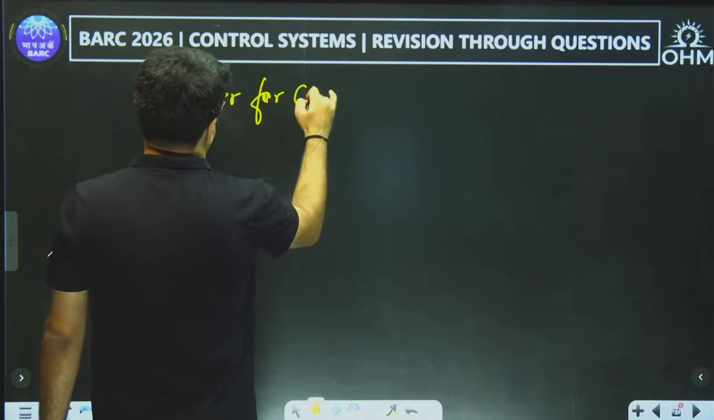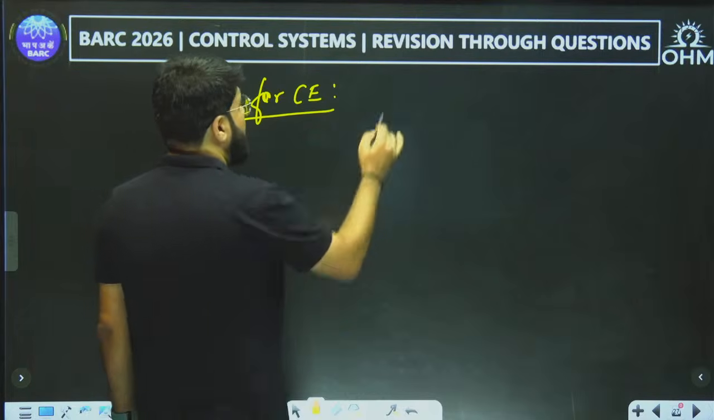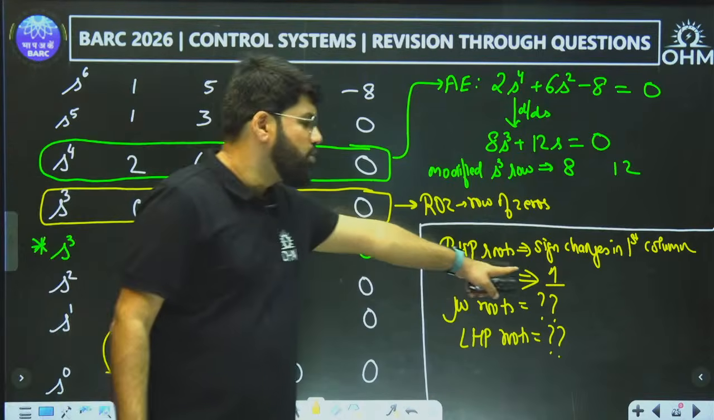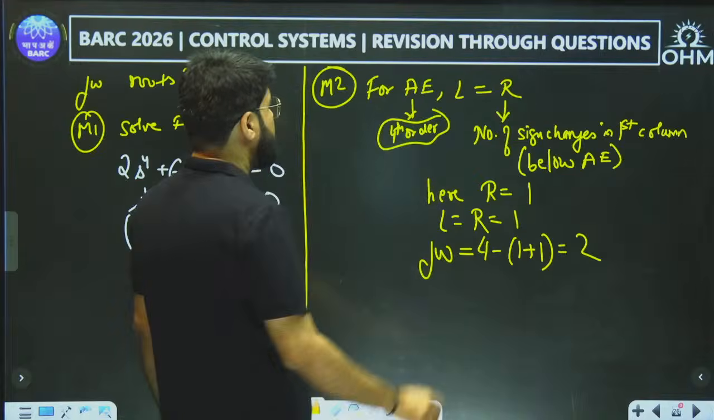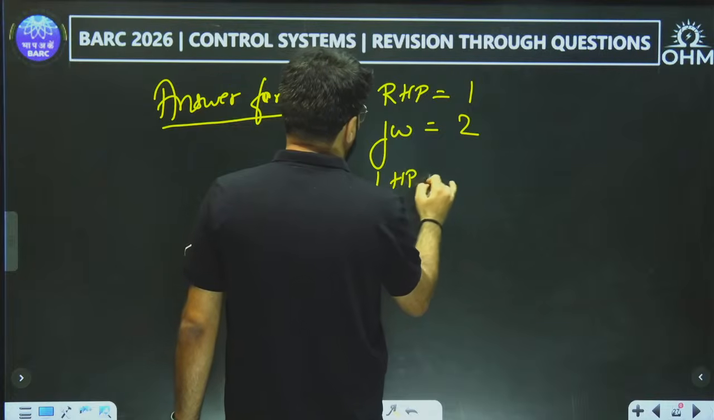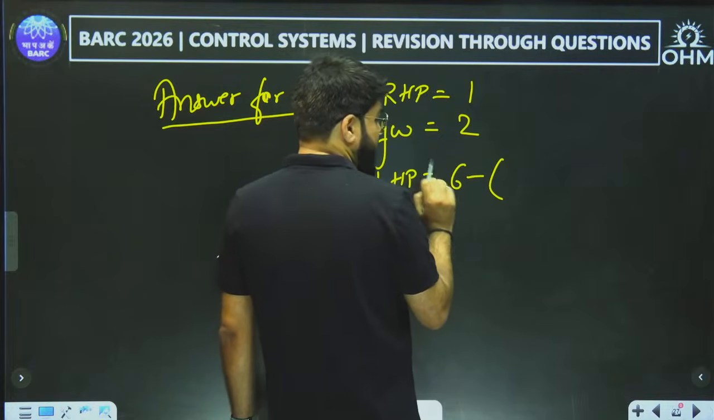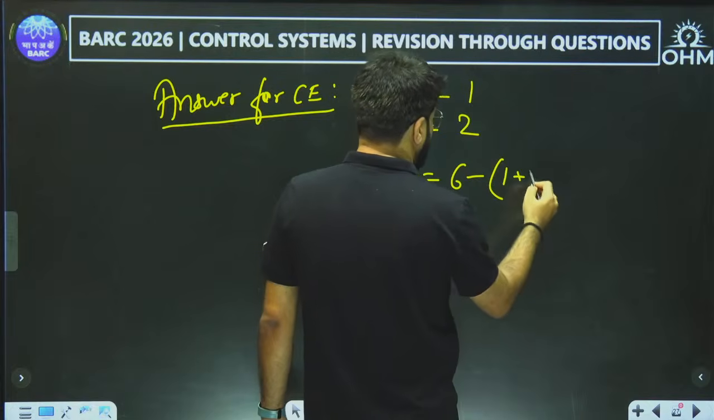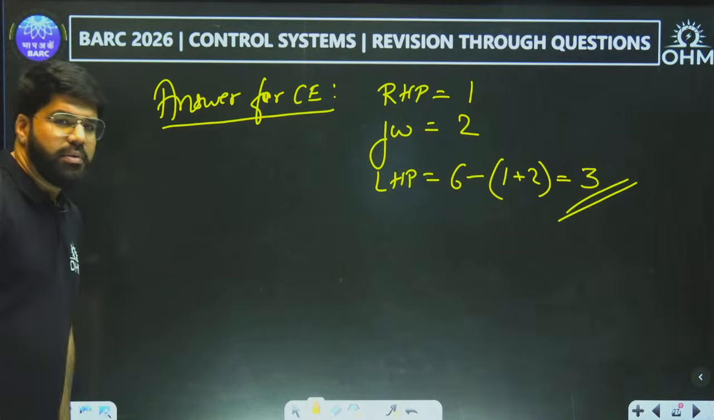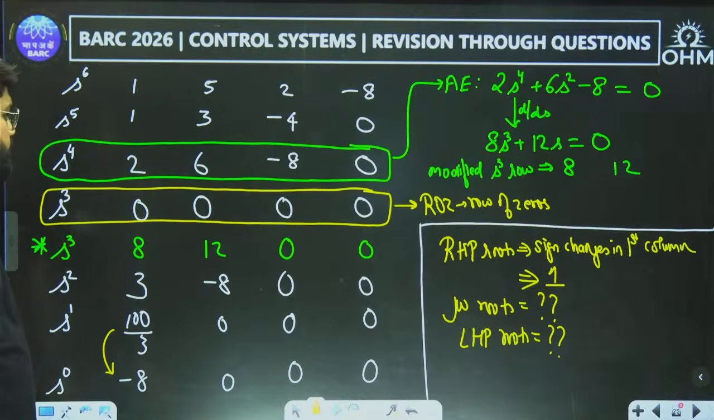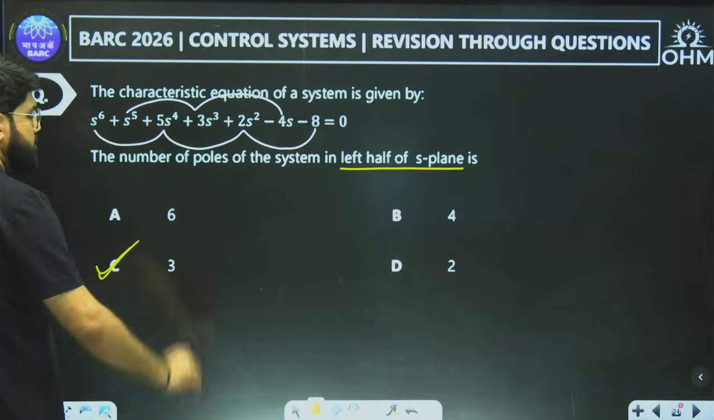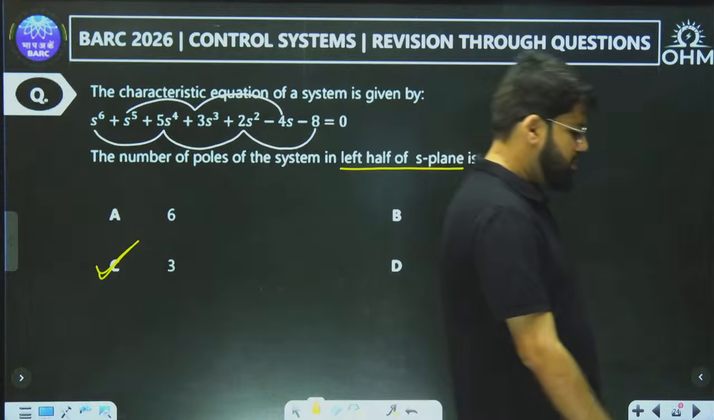Now, the final answer for the characteristic equation. For the entire characteristic equation, how many RHP roots? That is written already: 1. How many j omega roots? 2. How many LHP? This was my question. The total order of the given equation is 6, out of which 1 is on the right, 2 on the j omega axis, and the remaining 3 are on the LHP. This is the answer. Remaining 3, option number C. The correct answer is option C.